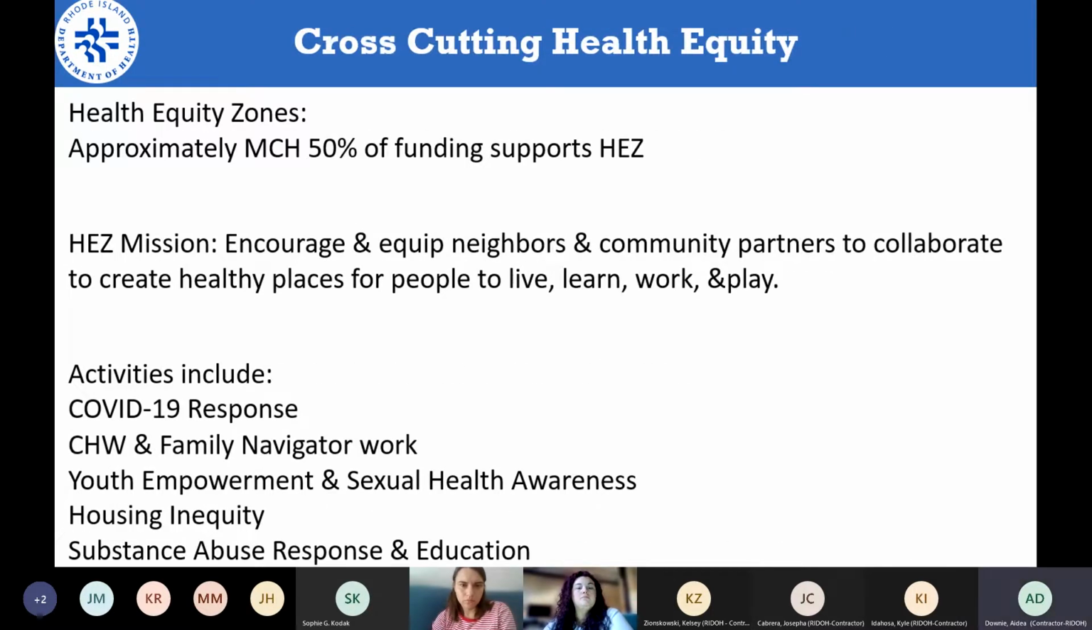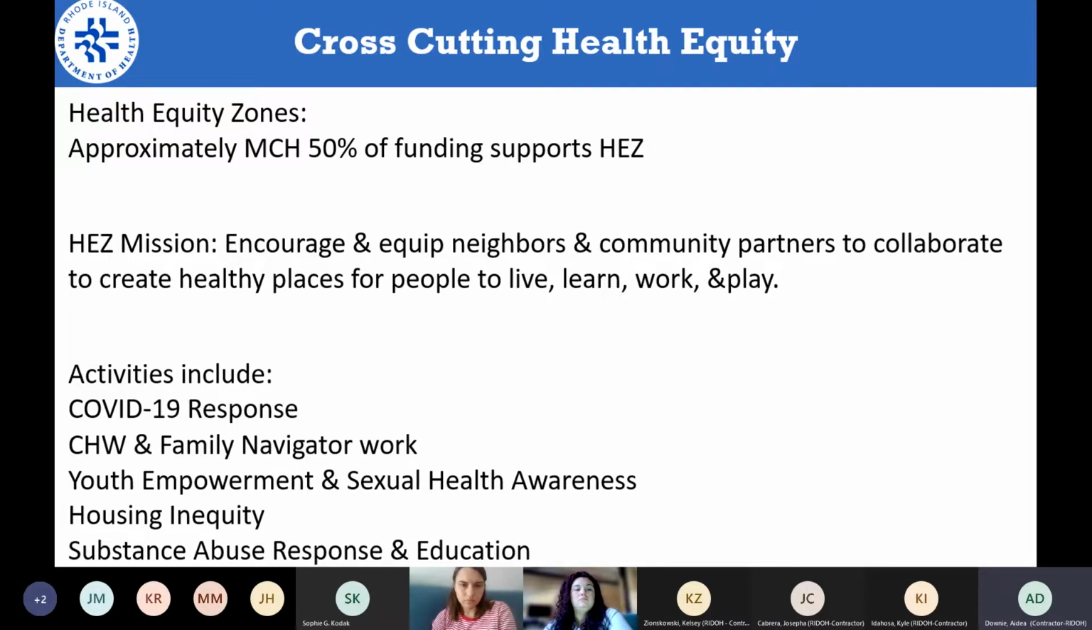Okay, so our cross-cutting health equity, looking at how we integrate our SDOH framework within our practice and planning. 50% of our funding goes towards health equity zones. So their mission, as I said before, is to encourage and equip neighbors and community partners to collaborate and create healthy places for people to live, learn, work, and play.